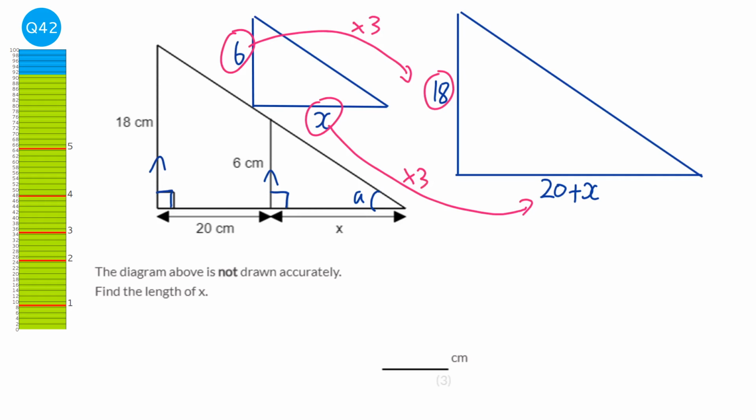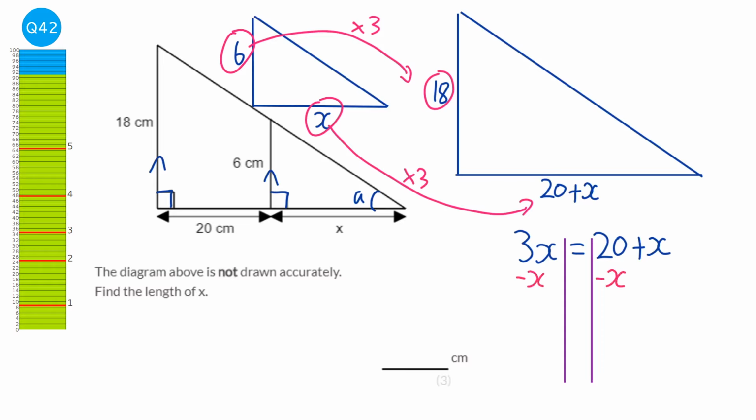So we can write that down. 3x, I'm timesing the x by 3, and that will give me 20 plus x. And so I can solve this now. Subtract x both sides. Always subtract the smaller amount, so 2x equals 20. And then divide both sides by 2. And so we've got x equals 10. So we know that x equals 10, it says find the length x, and so that will be 10.